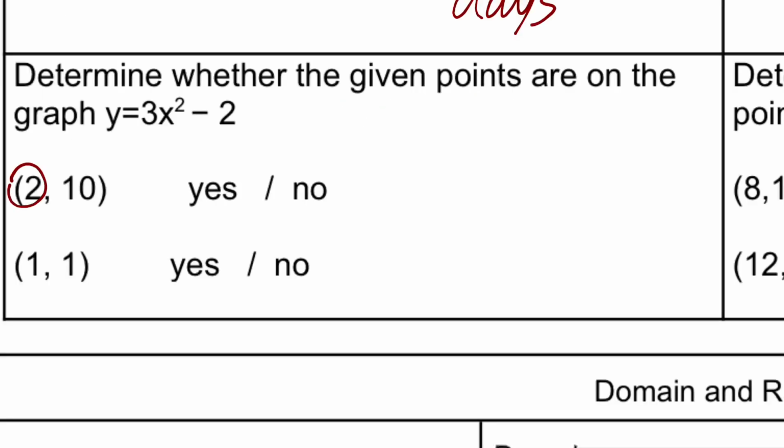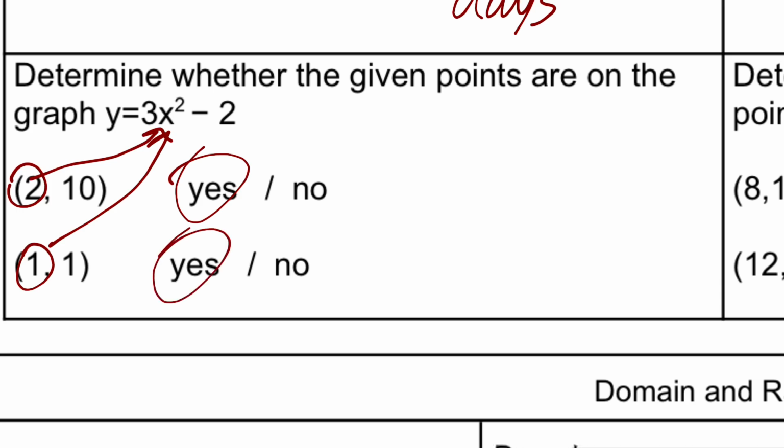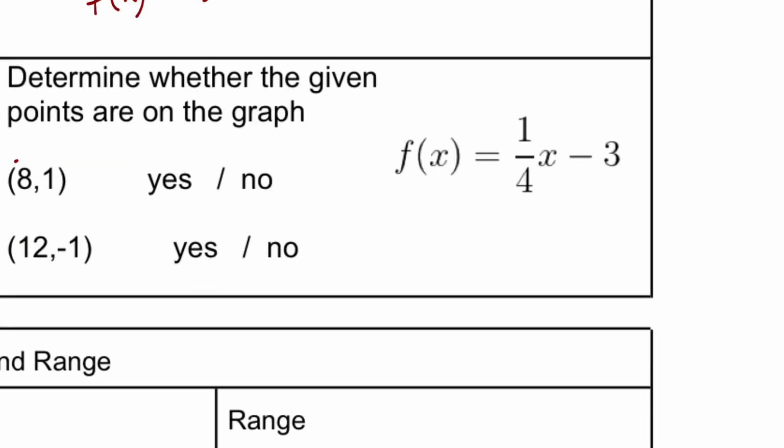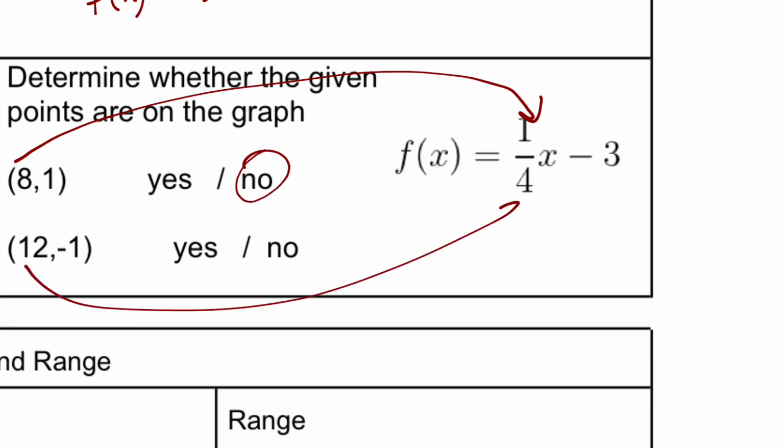To figure this out, I can plug in 2. 2 squared is 4, times 3 is 12, minus 2 is 10. This one's on the line. If I plug in 1, 1 squared times 3 minus 2 is 1. This one is also on the line. If I do the same thing here, I plug in an 8, that's 2 minus 3. That's not on the line. If I plug in a 12, that's 3 minus 3. That's also not on the line.